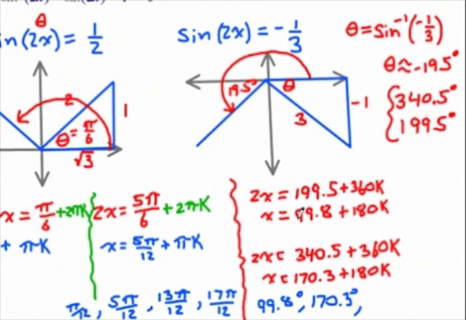180 plus 99.8. If we let k equal 1, which would be 279.8, and 170.3 plus 180 degrees would be 350.3. So this one also has 4 answers to it. It's just that we had to use the calculator to get to it.